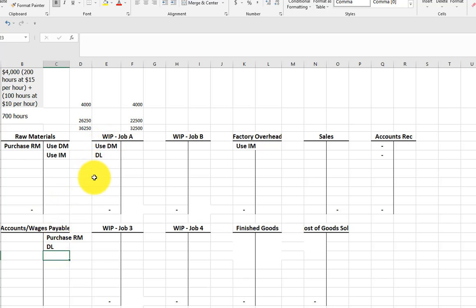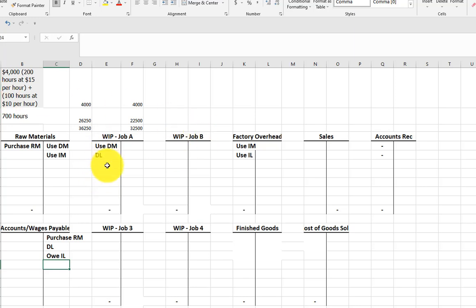And then when we have indirect labor paid, that can't be identified by job, but we still have to pay, owe our indirect labor. And of course, you'd be doing this for multiple jobs simultaneously.